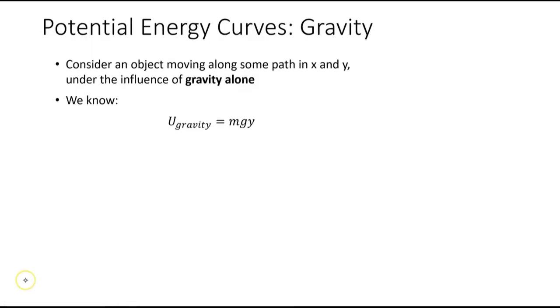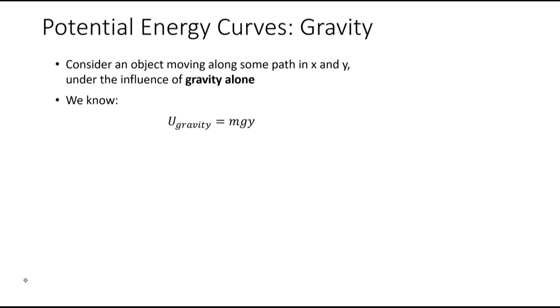Now we're going to think about potential energy curves. Remember, potential energy is always related to the way objects are positioned in a system. For potential energy due to gravity, that's height, the height in the y direction. For springs, it depends on the stretch from equilibrium. In either case, it's dependent on position. It turns out that it can be very useful to think about potential energy curves as a function of position. So let's start with potential energy due to gravity.